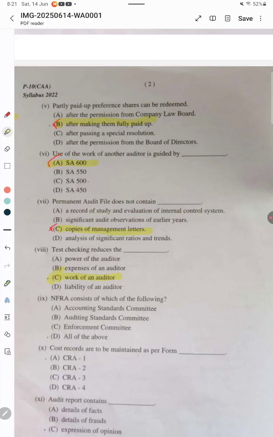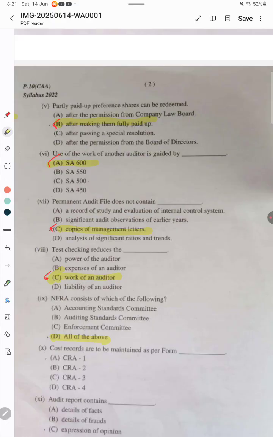And then, NFRA consists of which of the following? It consists of the accounting standards committee, the auditing standards committee, and the enforcement committee. So all of the above is the correct answer. Please, D is the correct answer.